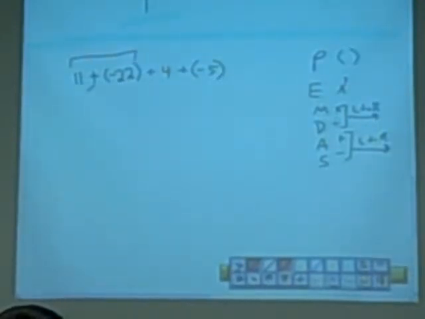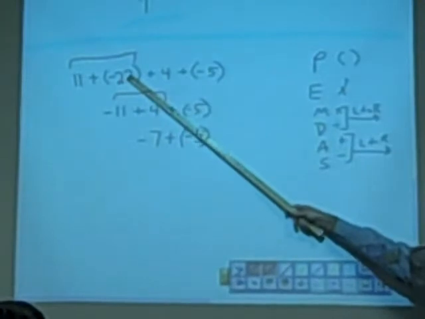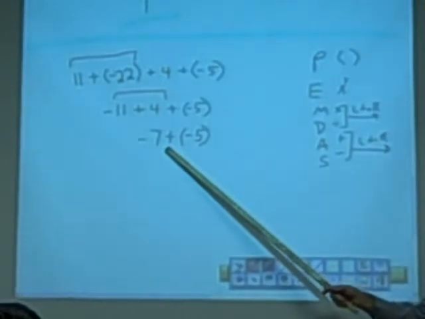So now we're going to take a look at 11 and negative 22, and that's going to give us a what? A negative 11, right, plus 4, plus a negative 5. And then you look at the next one, and that's going to be a positive or negative 7? A negative 7 plus a negative 5. Okay, so the first step we did what operation? Add or subtract? Subtract. Second step, did we add or subtract? Subtract. Third step, we're adding.